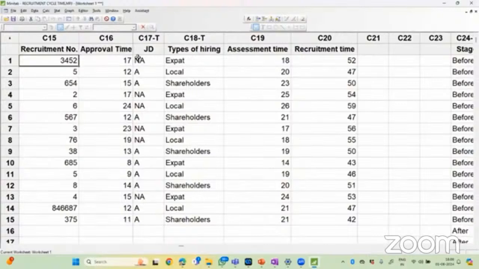So recruitment number 3452, approval time was 17 days. Job description was not available. Type of hiring was expat. Assessment time was 18 days. And recruitment time total was 52 days. So I collected data for 15 recruitments. And now I can start investigating.